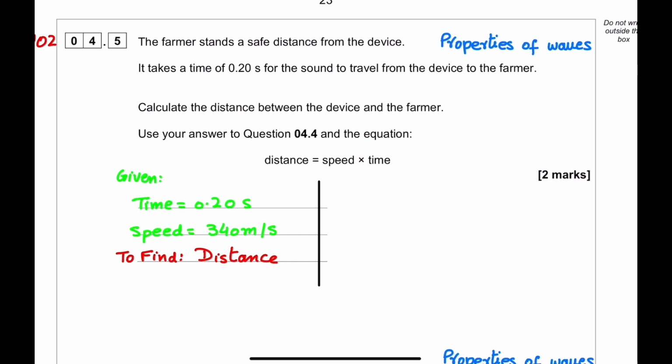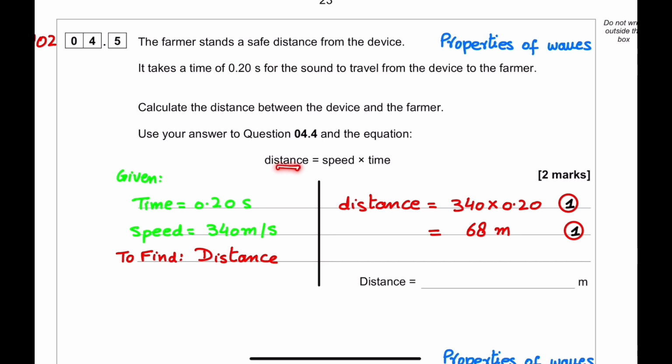Let's see the model answer. So distance is equal to speed into time. Speed is 340, which we calculated from question number 4.4. And the time is already given, that is 0.2. With the help of the calculator, we can find that it is 68 meters. So the distance calculated between the device and the farmer is 68 meters.